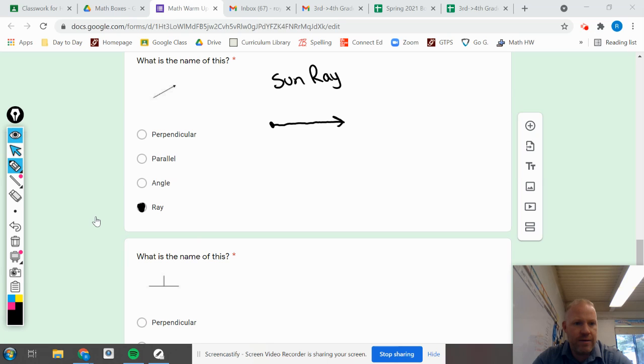Next, we have, what is the name of this? Now this is when you have two lines and they come together at a point, which this point makes a right angle on both sides. So that is called perpendicular. And perpendicular is when two lines cross over each other, making right angles. So this second one, the name of this is perpendicular. And that is going to take us down, but I gotta move my screen.